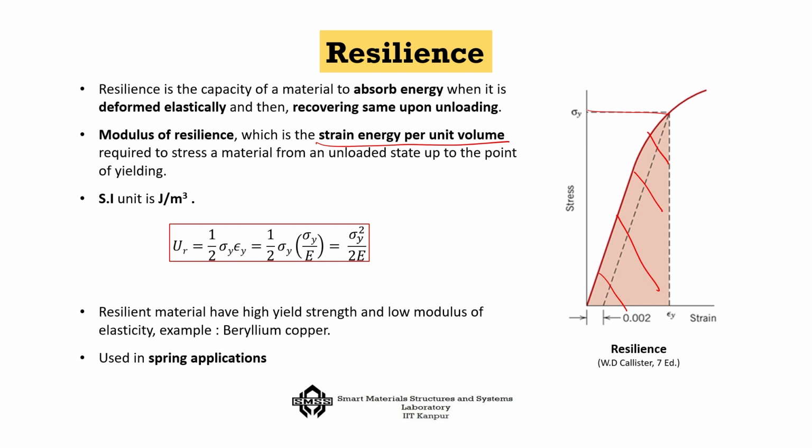And the way you can measure it is by approximating this with respect to half sigma y epsilon y. Okay, you are still leaving some area out of it, but approximately half sigma y epsilon y, or in other words sigma y square over 2E. Some materials have a very high resilience, for example, beryllium copper, and they have very good spring like applications. I will show you through an experiment how the resilience can be directly observed while you are dropping an object.